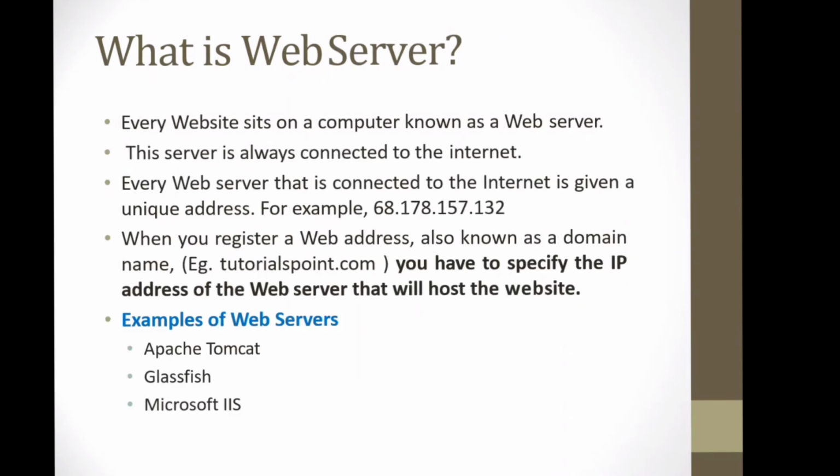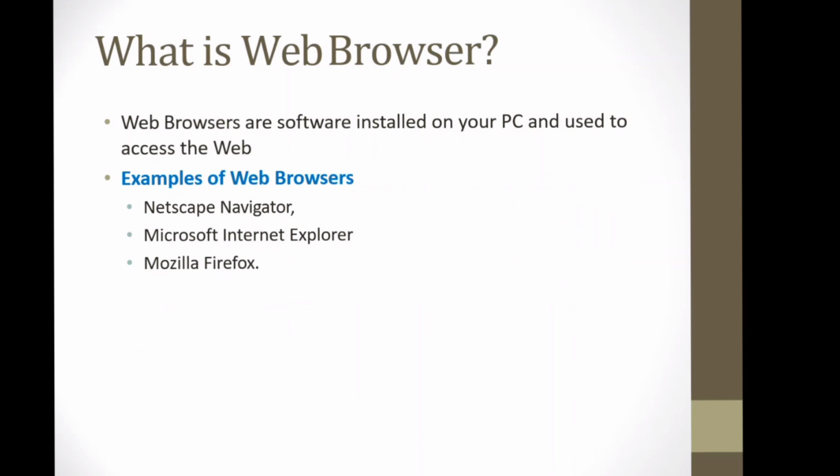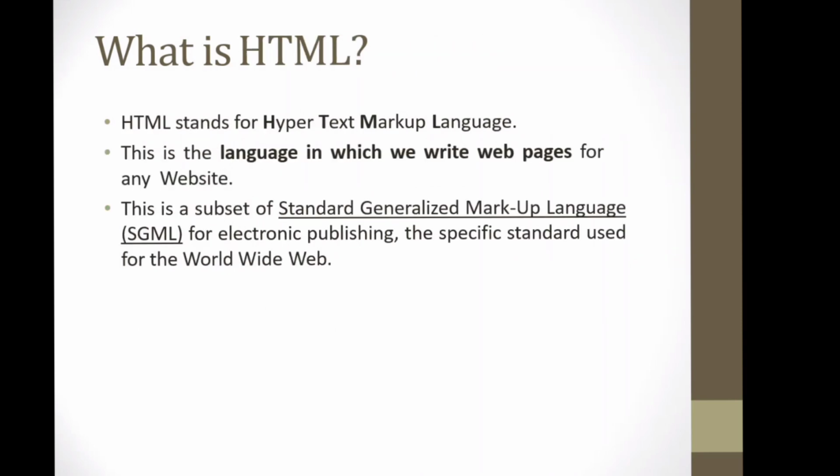We can set up our own web server. For that, we can use Tomcat, Glassfish, Microsoft IIS, any web server. I will show you an example of XAMPP. XAMPP is installed on my machine. I will run that, and by using that, we will run our HTML web pages. We will see that. The browser is an application which is running on our machine. It is a client side application, that is a web browser.